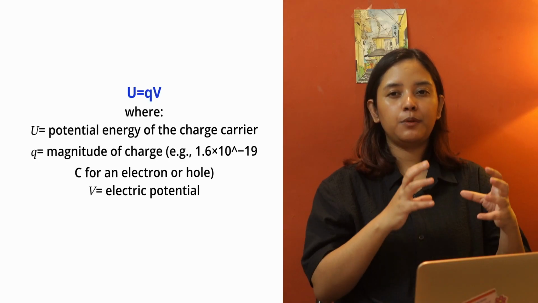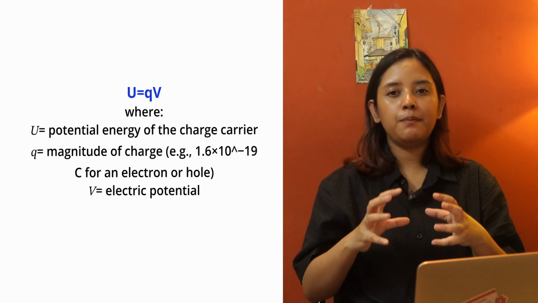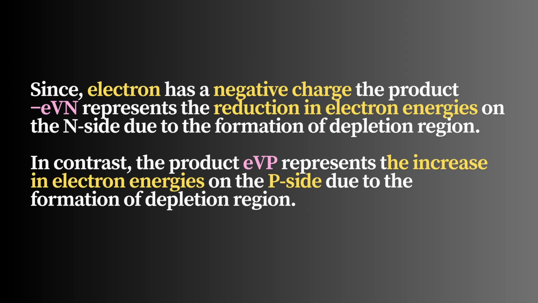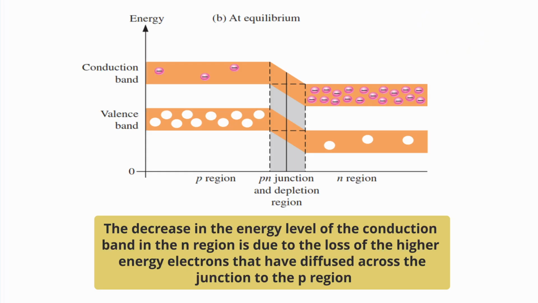Now we know that the product of the constant potential with the magnitude of charge per carrier gives its energy. Since the electron has a negative charge, the product minus eVn represents a reduction in electron energies on the n side due to the formation of the depletion region. In contrast, the product eVp represents the increase in the electron energies on the p side. As during the formation of the depletion region, the energy levels on the n side keep dropping down while that on the p side keeps going up. This is represented by a bend in the energy diagram.